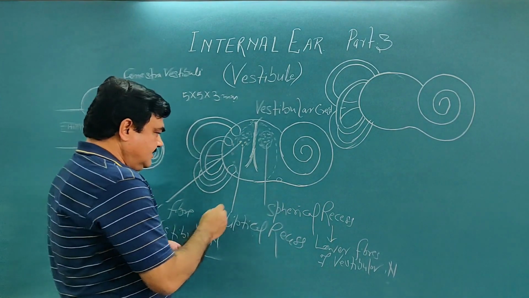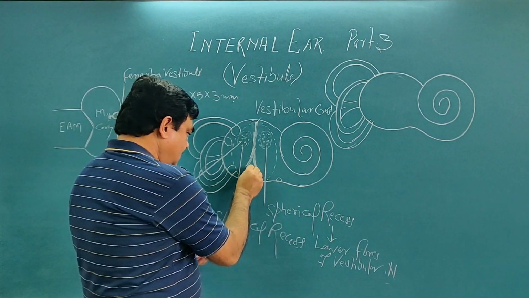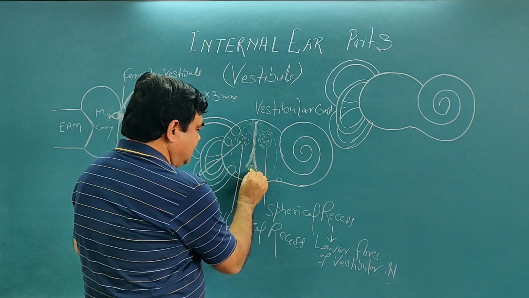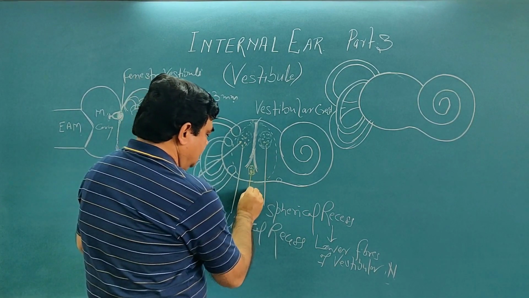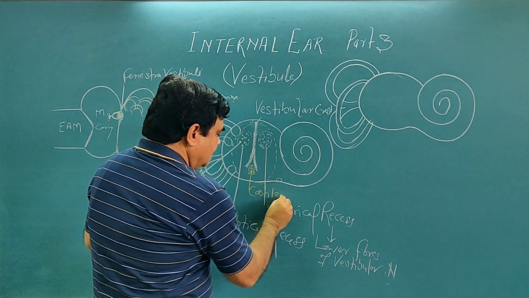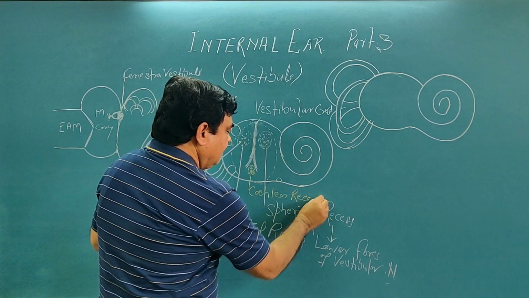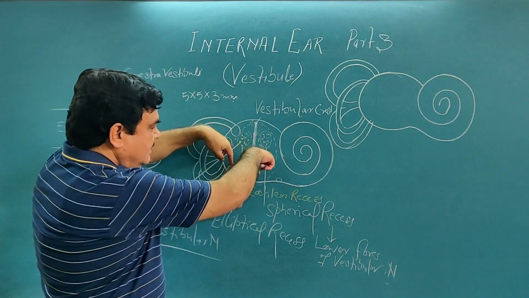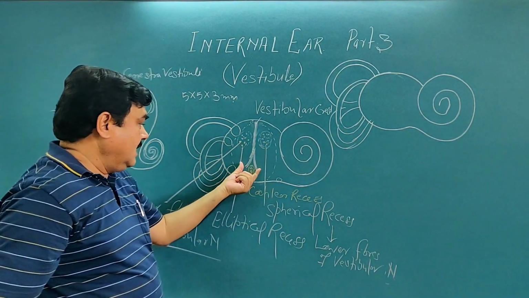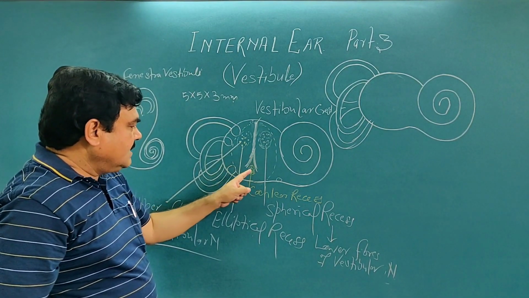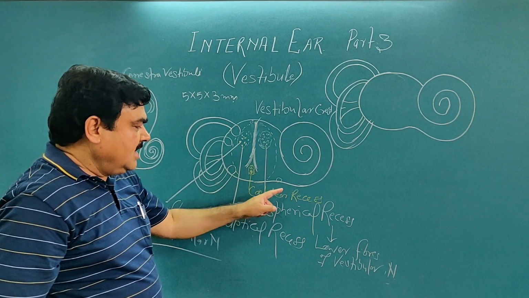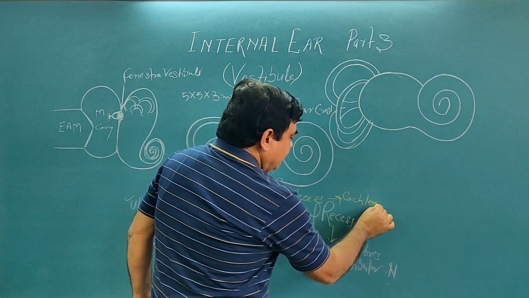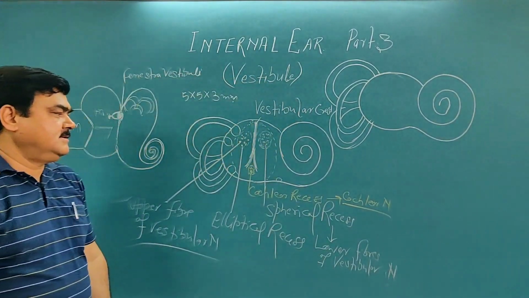Now here is the cochlear recess. This is the cochlear recess. It is formed by the vestibular crest, which divides inferiorly into two laminae. Between the two parts there is a recess known as the cochlear recess. Through the cochlear recess, the cochlear nerve fibers pass.